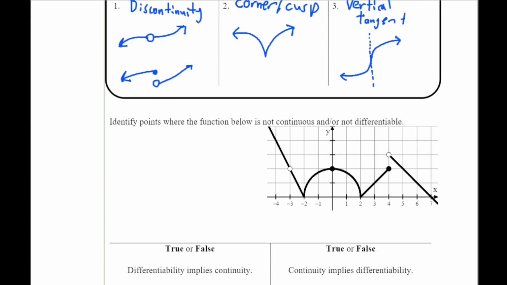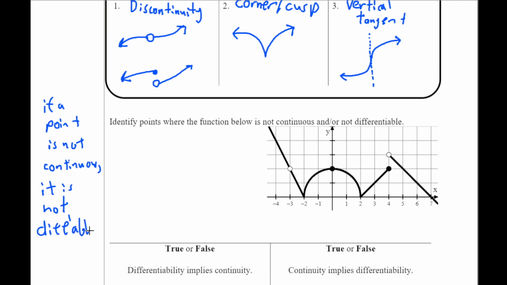This question right here, we're going to identify points where the function below is not continuous and/or not differentiable. So here's the thing. If a point is not continuous, it is not differentiable. This is one thing you have to remember. However, just because a point is continuous does not mean it is also differentiable. We're going to do this here.